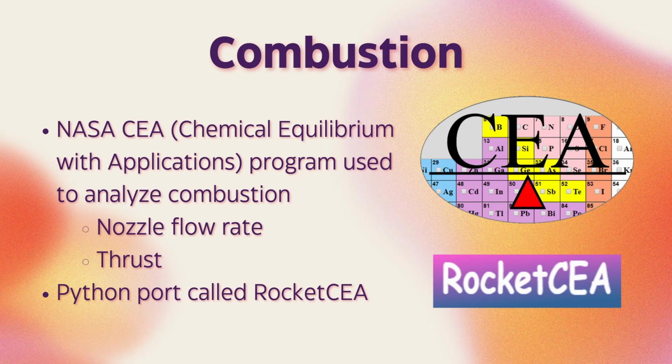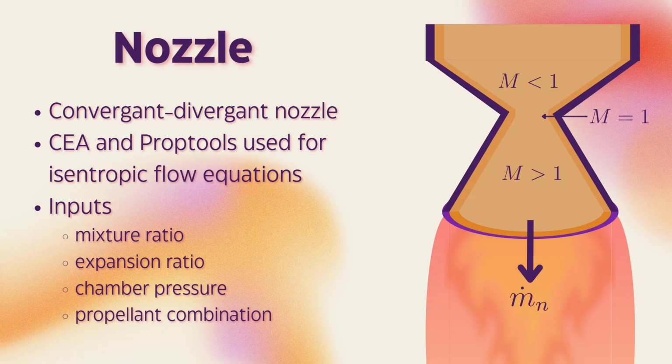I'm using this program called NASA CEA, which does chemical equilibrium calculations to figure out the temperature of the reaction between the propellants. It also has some built-in features that help with the nozzle and the thrust, which I'll talk about. This program assumes a convergent-divergent, or de Laval, nozzle.